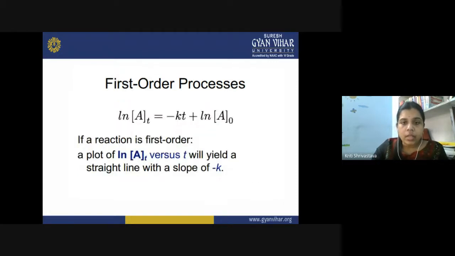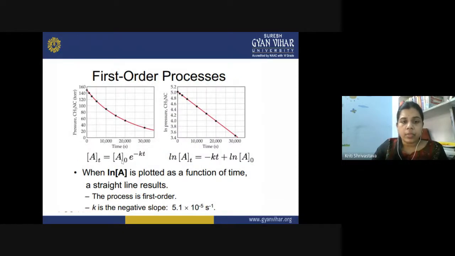So this is the integrated rate law for the first order process. If the reaction is first order, it must follow this rate law. So, when you plot ln of At versus t, it will yield a straight line with a slope of minus k. Now let us see the graph here, as per the integrated rate law of the first order reaction. When ln A was plotted as a function of time, what do you get? You get a straight line, and therefore we can say that this is a first order reaction.